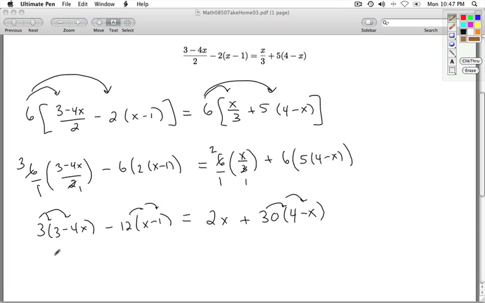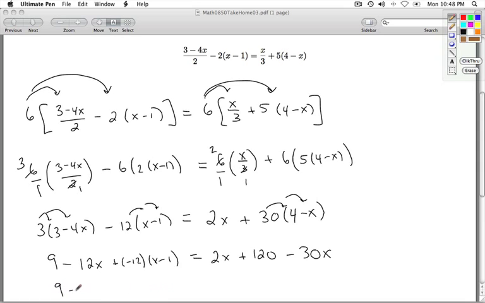So 3 times 3 gives us 9 minus 12x. And once again, I saw many common mistakes here. We have a very complicated sort of subtraction happening here. Let's go ahead and rewrite this as plus negative 12 times x minus 1. This is 2x plus 30 times 4 is 120 minus 30x.